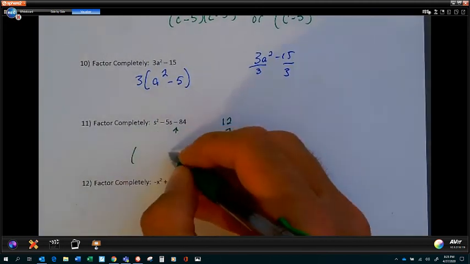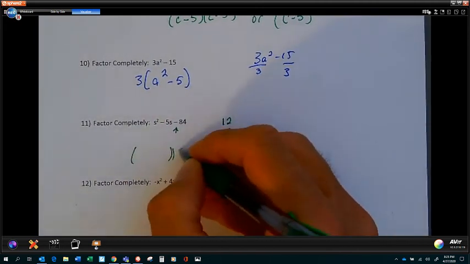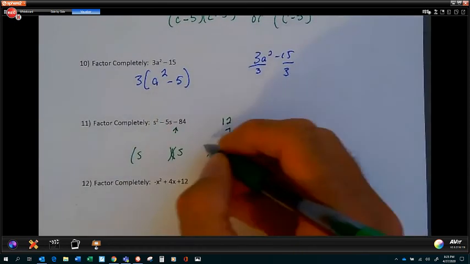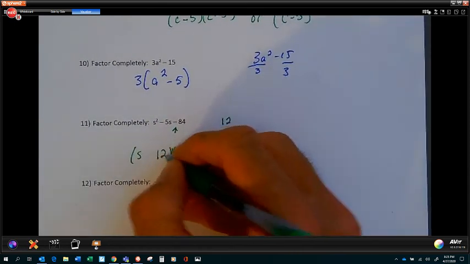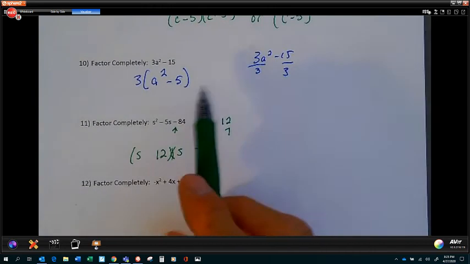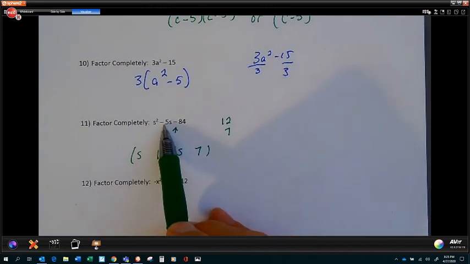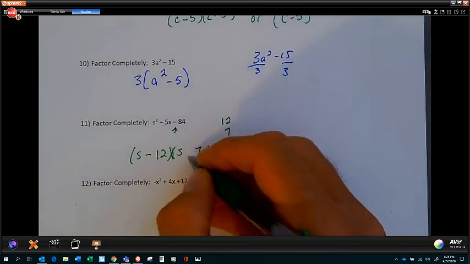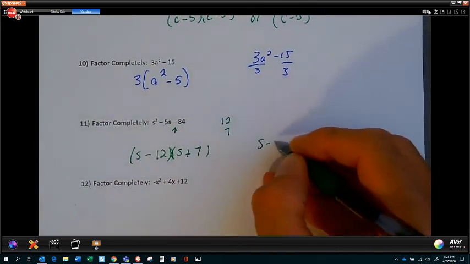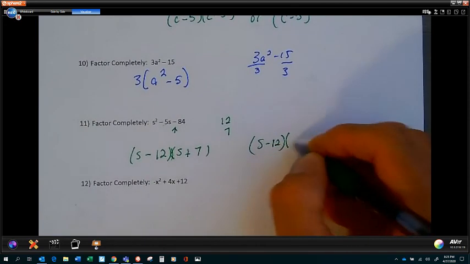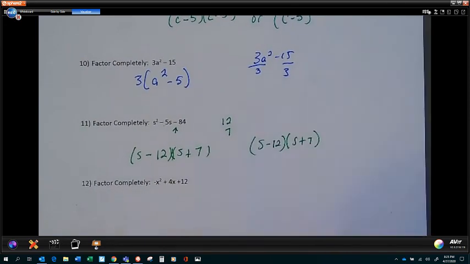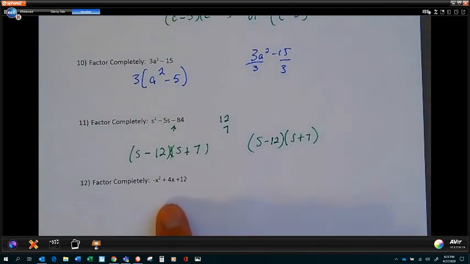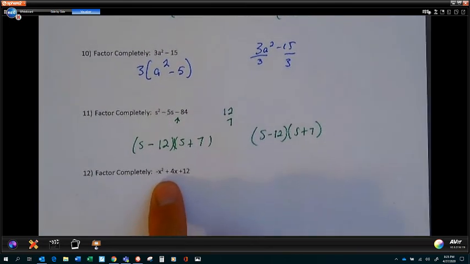So we come in here and we set up our factors. And we know we have a 7 and we know we have a 12. Well, how do we know which one is negative? We look to the middle term and we give it to the one furthest from 0, which is the 12. So it becomes S minus 12. Let me write that a little bit better. Times S plus 7.